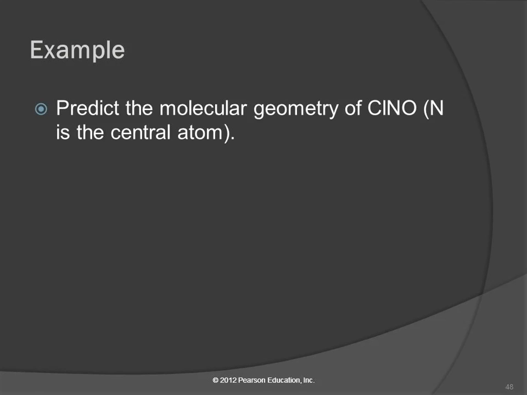So we're told that nitrogen is in the center. Nitrogen in the middle. We need a Lewis structure to start with. So we start with a skeletal structure: chlorine on one side, oxygen on the other, because we're told nitrogen is the central atom.